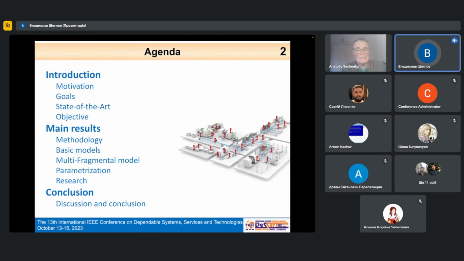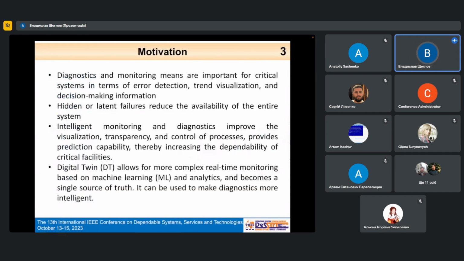So we will look at motivation, goals, and state of the art and objective of our work, look at our methodology and use case, and proceed to the conclusion and discussion section.